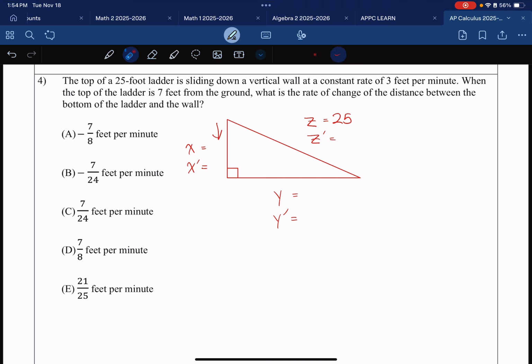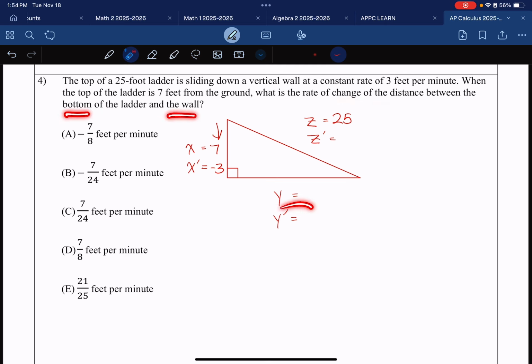I also see that it's sliding down at a rate x prime of 3. So if it's going down, I'm going to say -3 here. I also know that the top is 7 feet from the ground, so therefore this distance here is 7, therefore this x is 7. I also know nothing else. Lovely.